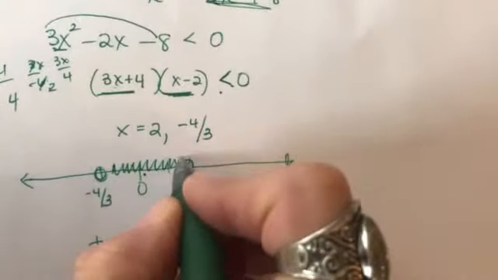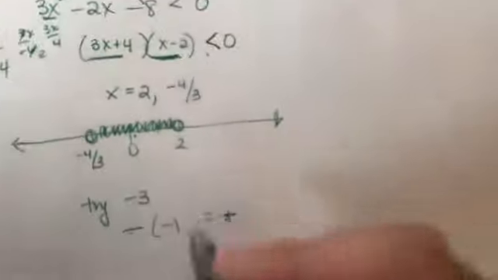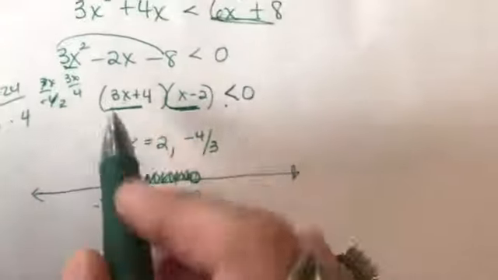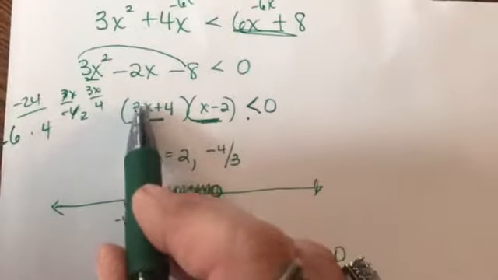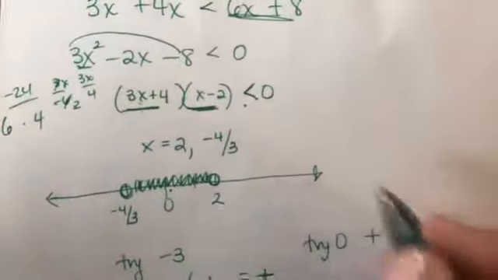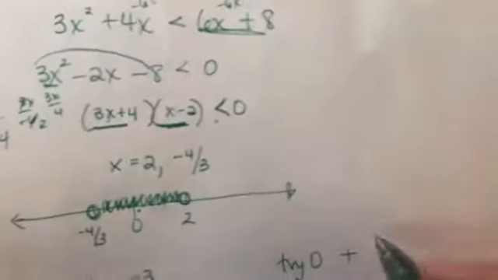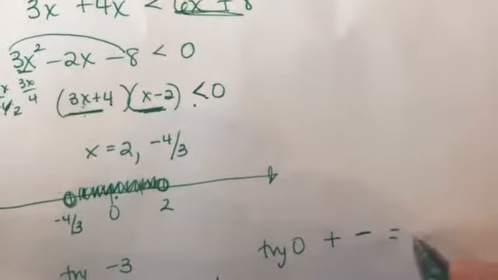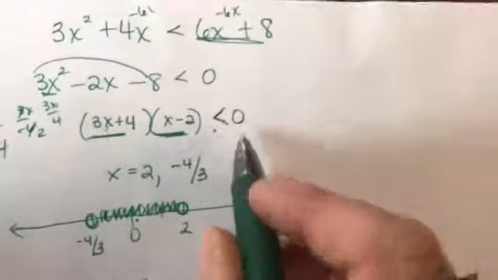Now, if you want to see how I normally also do it with the signs, if I was going to say, oh, I'm going to try 0. Notice 3 times 0 is 0. 0 plus 4, hey, that's definitely positive. 0 minus 2, that's negative. And a positive and a negative is a negative. If it's negative, it's less than 0.